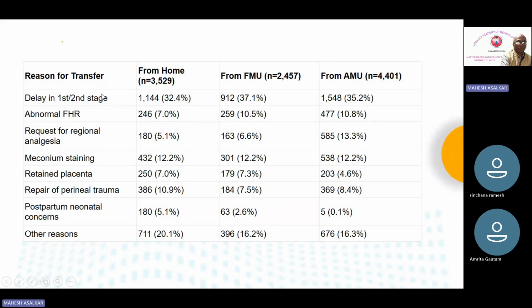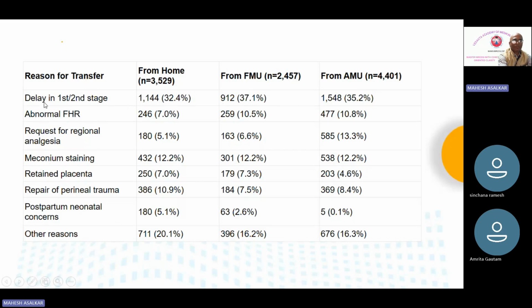The most common reason in all of these is a delay in the first and second stage of labor, whether it is a home birth, FMU or AMU. The commonest reason to refer to obstetric unit is a delay in the first and second stage of labor, which is around 32 to 35% or 32 to 37% of cases. Otherwise, the rest of the transfer indications are fewer.